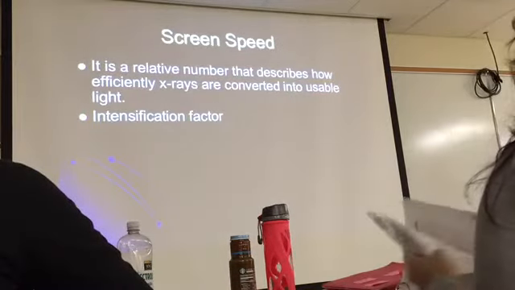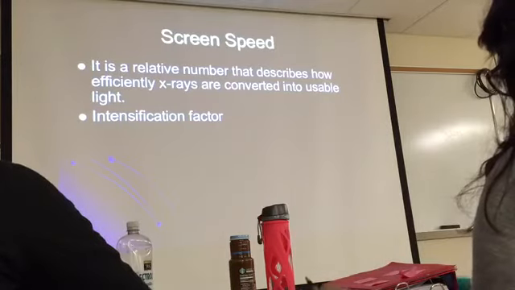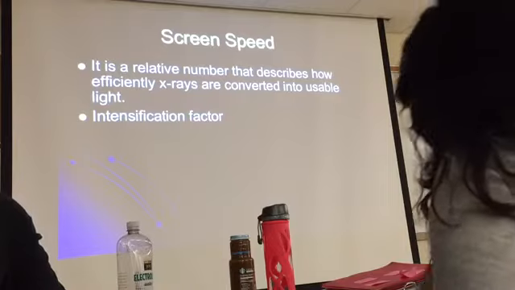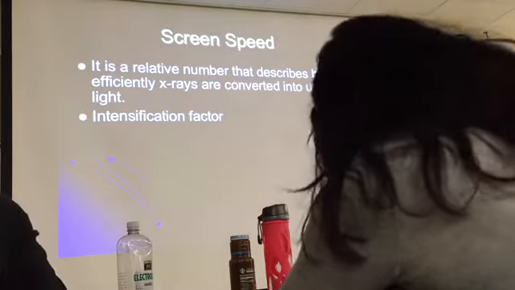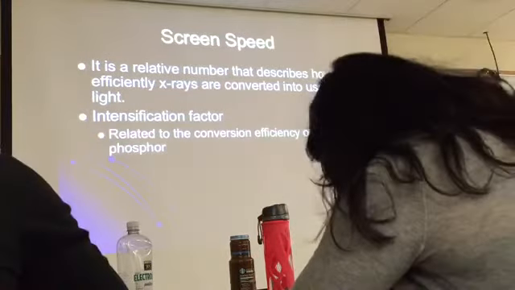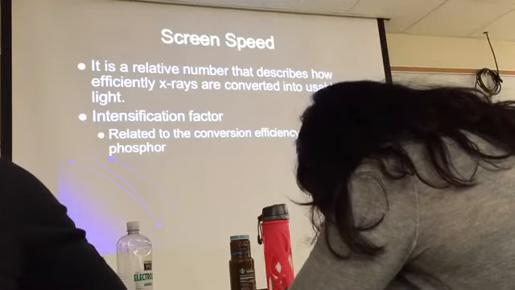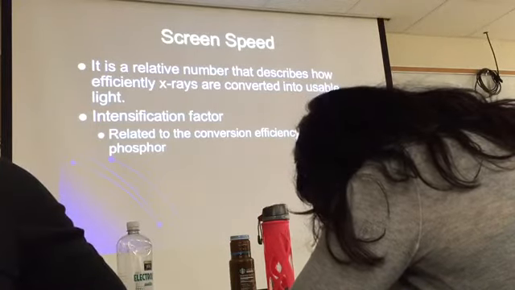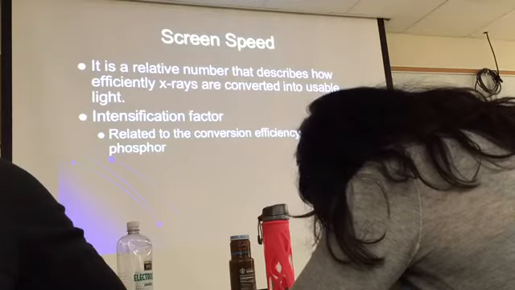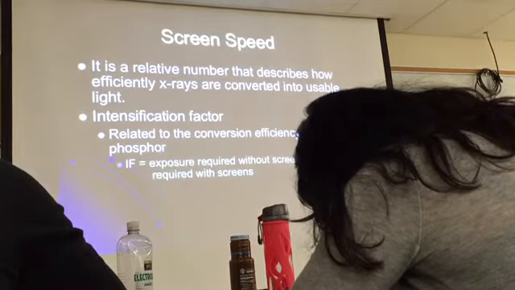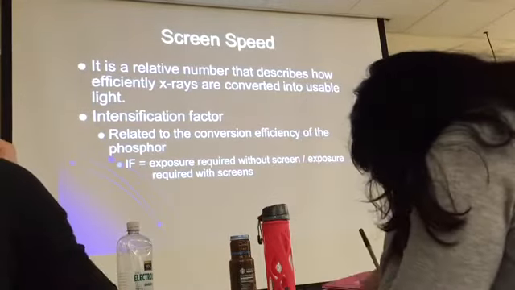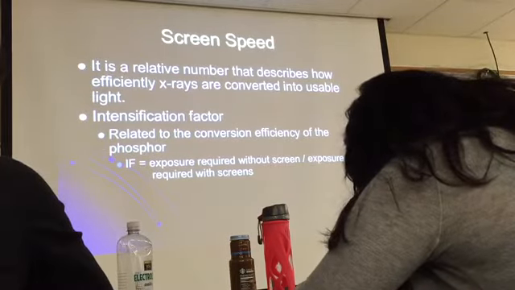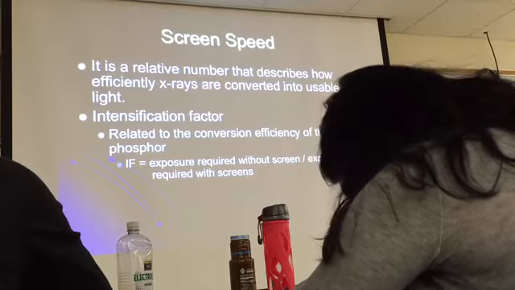All right, screen speed. It is a relative number that describes how efficiently X-rays are converted into usable light. The intensification factor is the number we use, and what you're doing is comparing the conversion efficiency of the phosphor, as a ratio. Intensification factor, IF, equals the exposure required without a screen over the exposure required with a screen.